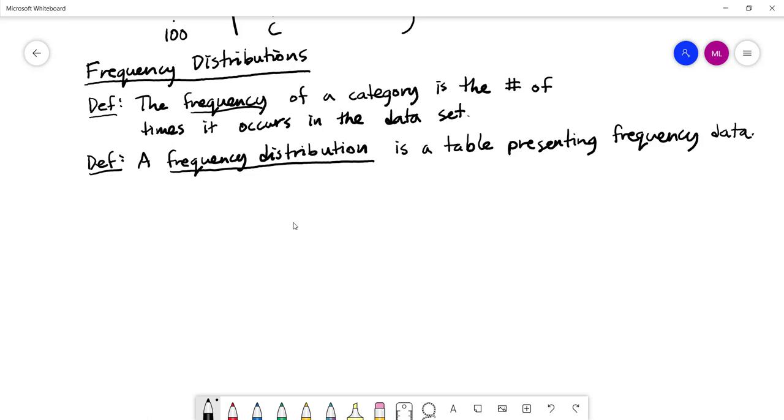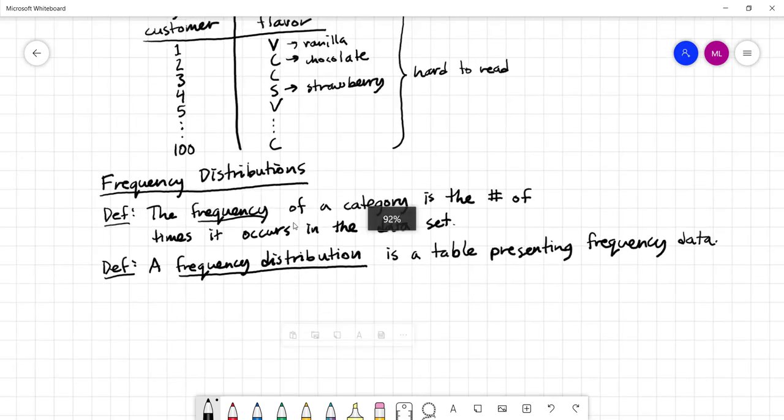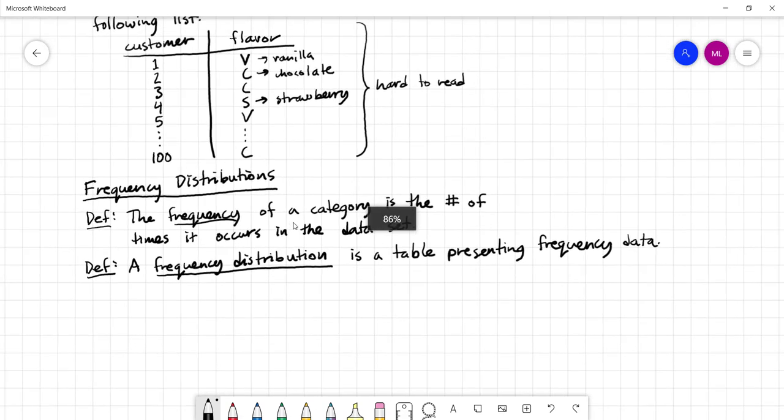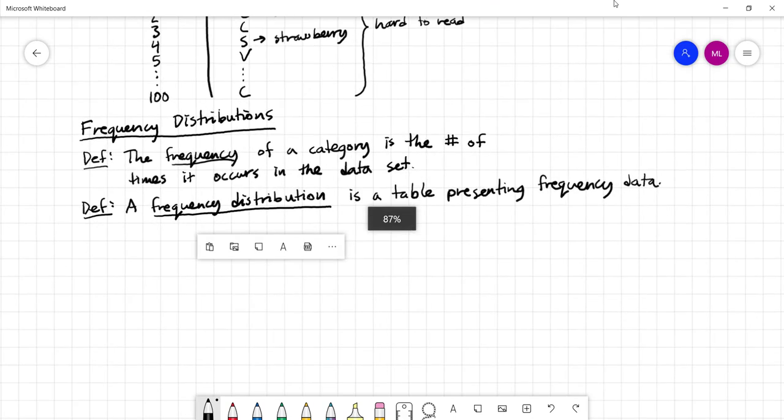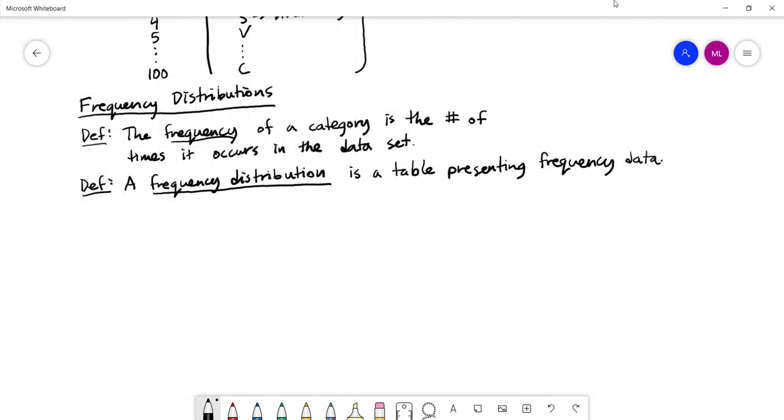So for the example that we just took a look at up here with our different flavors of ice cream, the frequency distribution for this, instead of keeping track of the individual customers, that's not necessary. I don't care which customer ordered which flavor. I just want to know the total number of customers that ordered vanilla, and the total number that ordered chocolate, and the total number that ordered strawberry. And so we can create our frequency distribution by just keeping track of those values.